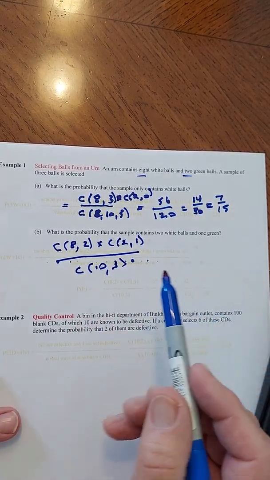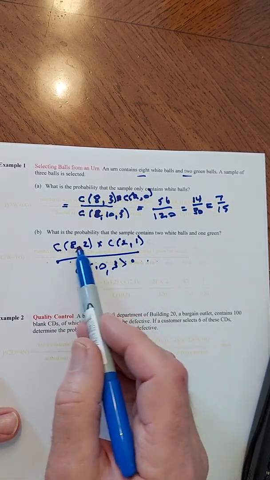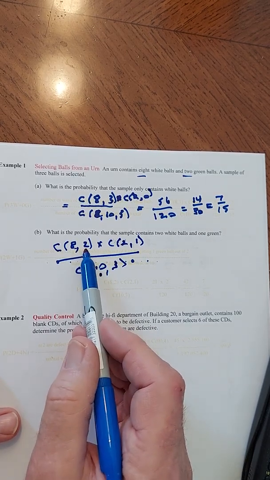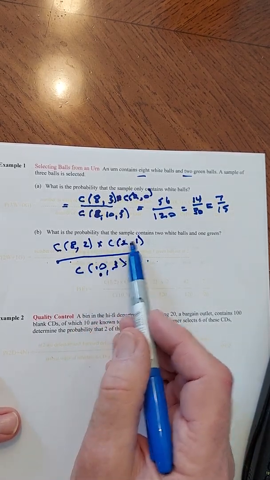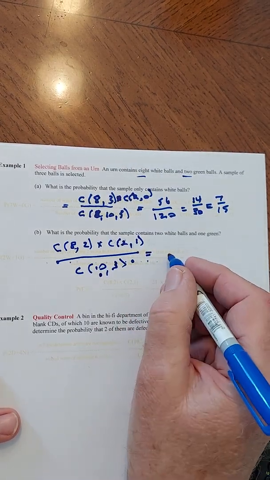And when you do this, things to notice is the first number here is an 8. The first number there is a 2. 8 plus 2 gives you the first number here, which is 10. The second number here is a 2. The second number here is a 1. 2 plus 1 gives you the 3. That will always be true when you're setting these up.